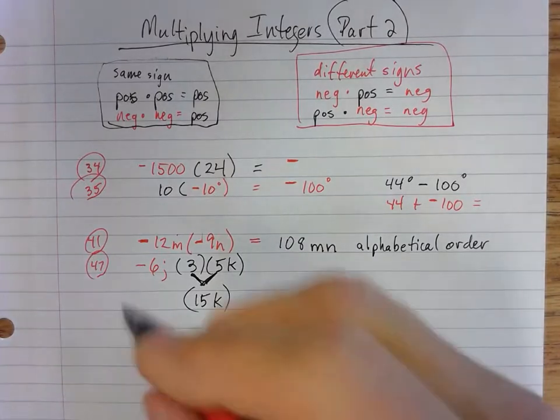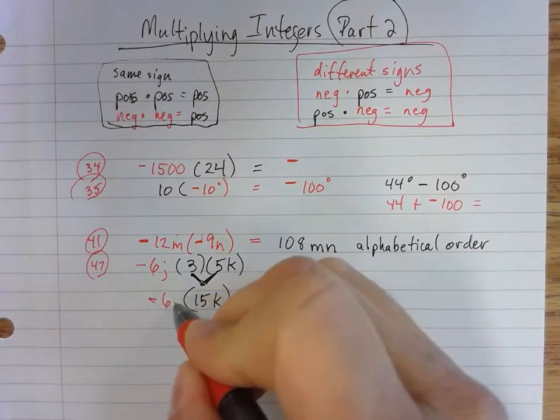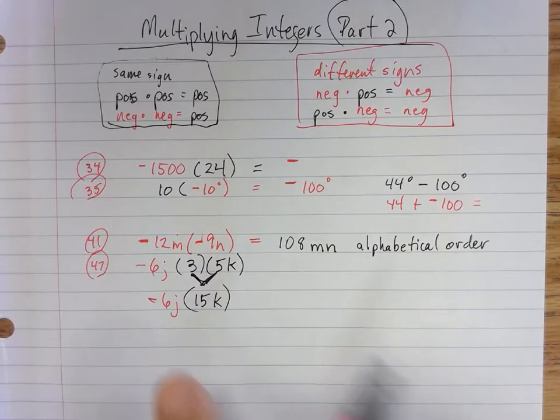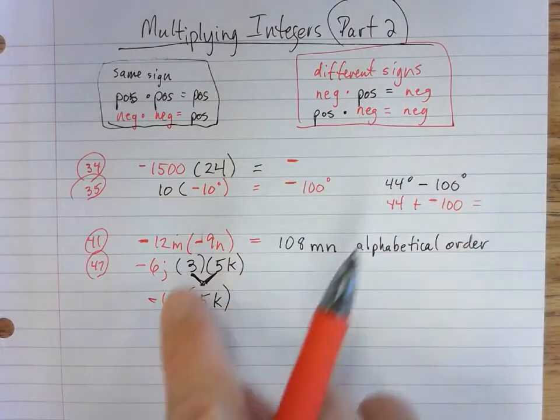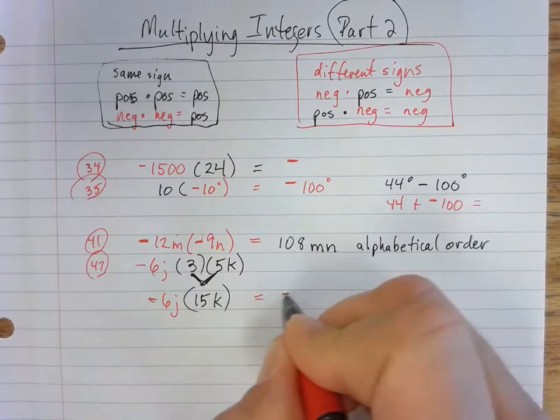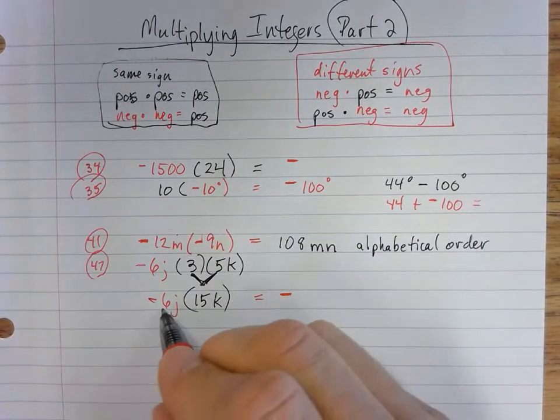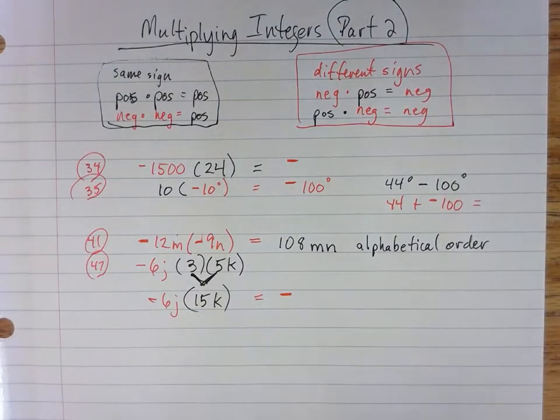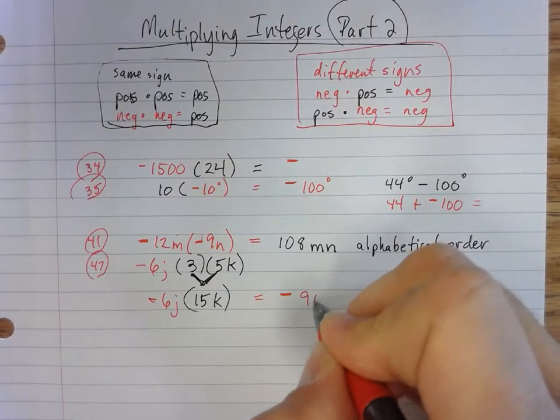And then you're going to multiply that by negative 6J. Alright, and so that takes us over there. Different signs. A negative times a positive is a negative. And then 6 times 15. Let's see, 6 times 5 is 30. Carry the 3. That'd be negative 90.